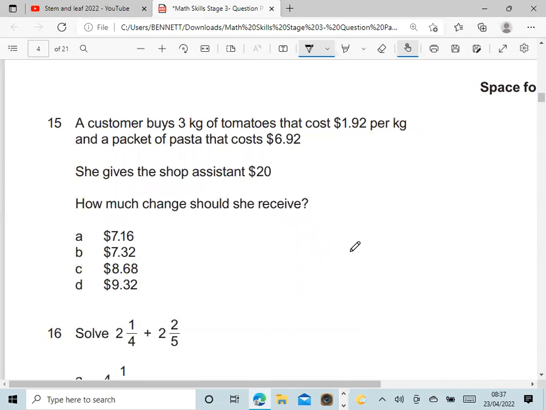So it says a customer buys 3 kilograms of tomatoes that cost $1.92 per kilogram, and a packet of pasta that costs $6.92. She gives the shop assistant $20. How much change should she receive? All right, so work out that. No errors, guys. Let's go. You got this, guys. Don't be nervous, guys. You got this, all right?